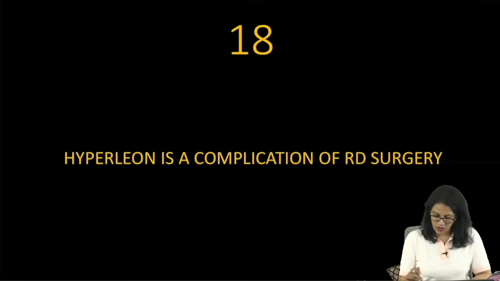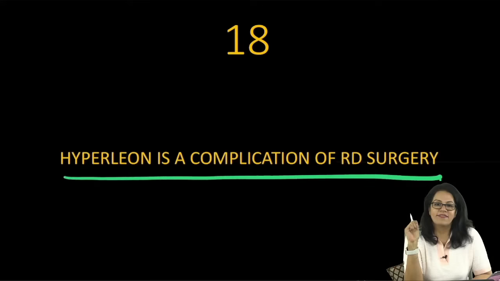Okay, we come to the next one. Hyperoleon is a complication of RD surgery. We all know what is hyperoleon. In retinal detachment surgery, you use a vitreous substitute. What is that? Silicone oil.